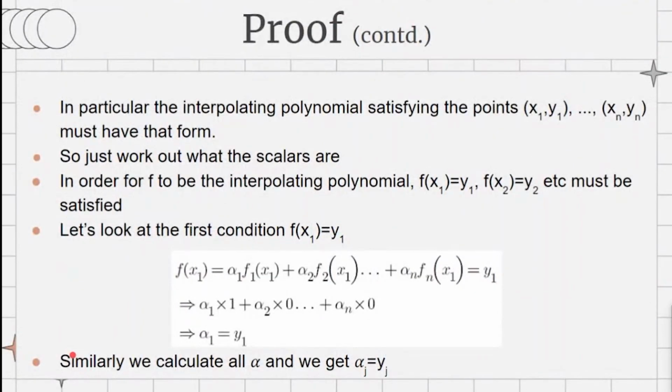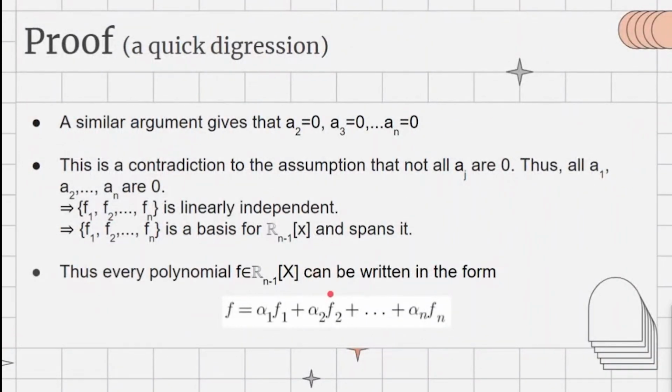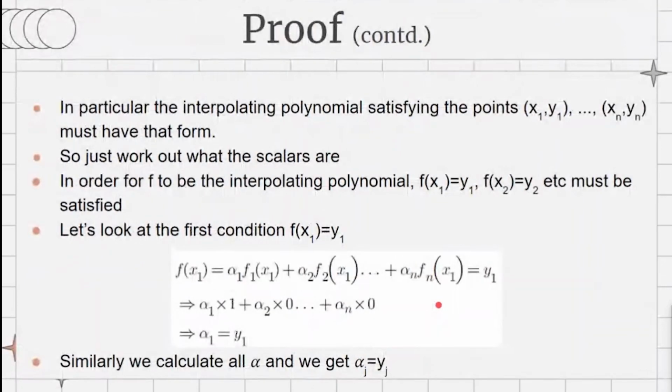Coming back to our original proof, we know that our interpolating polynomial, the one that is required for us, of degree at most n minus 1, which passes through those n data points that we have, is also a member of this very same set, R n minus 1 of x. Since it belongs to that, it can also be written in this form. So in particular, we can write it in that form, and the same polynomial should also satisfy the points x1, y1 till xn, yn. And all that's left for us is to find out what these scalars are, alpha 1, alpha 2 till alpha n.